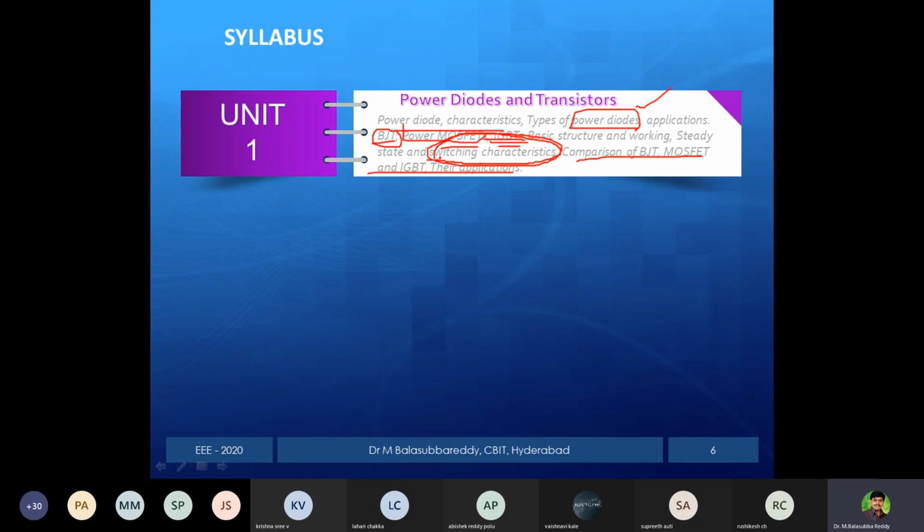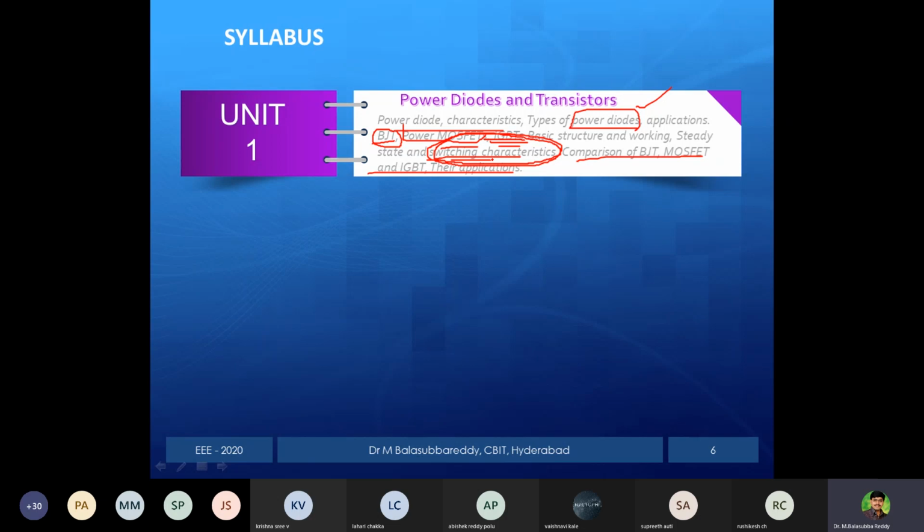During that instant, from off state to on state, it won't happen directly. In between there is a process. That process takes only microseconds of time. But what is going on during that time, we will explain in the switching characteristics of all the devices like BJT, MOSFET, IGBT. So that means off state to on state.